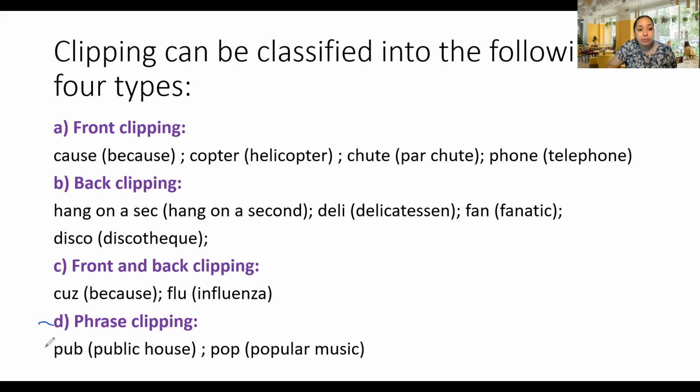And phrase clipping, which becomes a little more interesting because it's a whole phrase, like public house, and it's called a pub. And like pop, popular music, and so on. So those are the clipping ones, and they become a little bit like an abbreviation, but it's just by clipping the words, by shortening the words, by taking a little piece of the word. So hopefully you're understanding this. If you're not, make sure to ask some questions because this is your last chance. Let's continue.